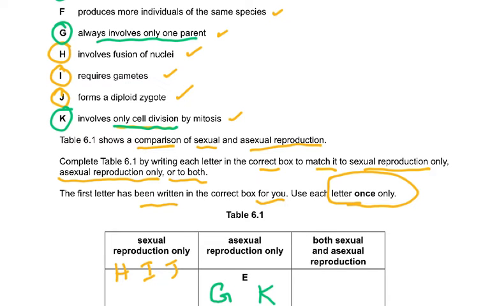So we've done 5. Now for both sexual and asexual reproduction, it will be F, produces more individuals of the same species. Because in sexual and asexual reproduction, it is more individuals of the same species. Like if we have cuttings of sugar cane, so more sugar cane, that is asexual reproduction. But if we have flowers, rose bush flowers, more rose bushes. So produces more individuals of the same species.